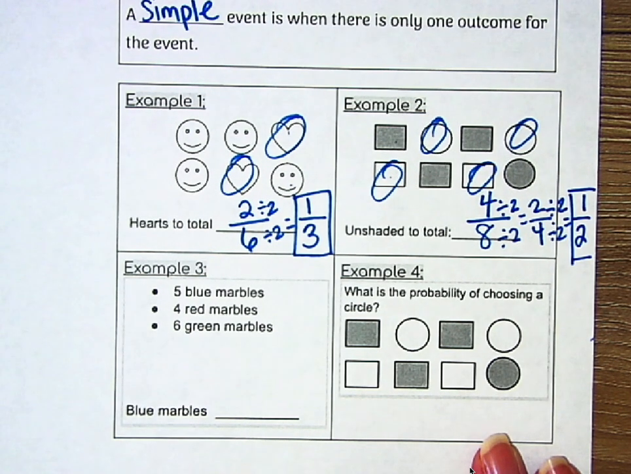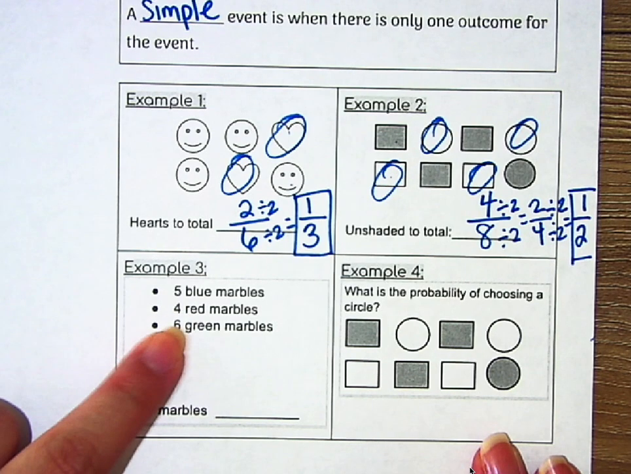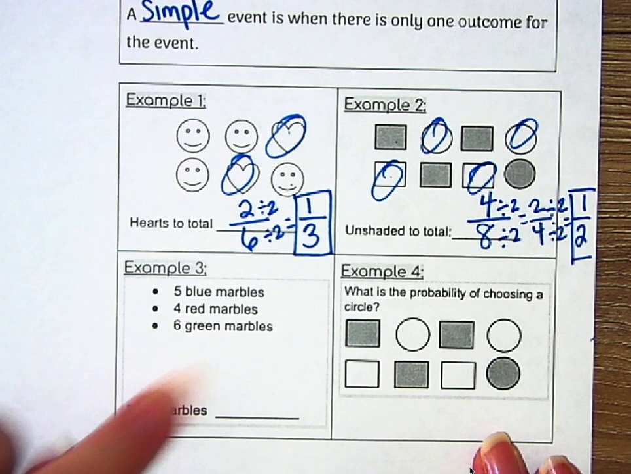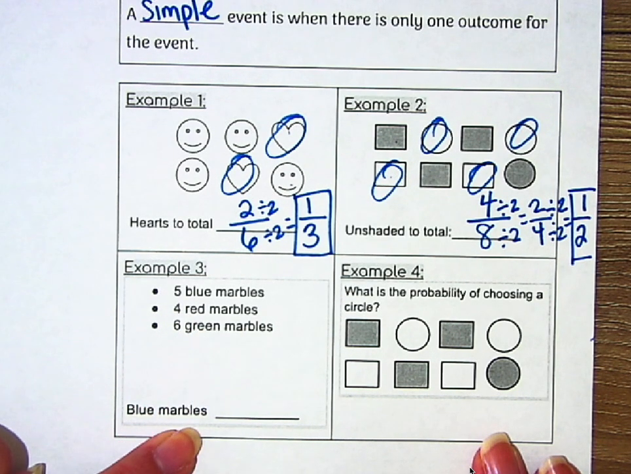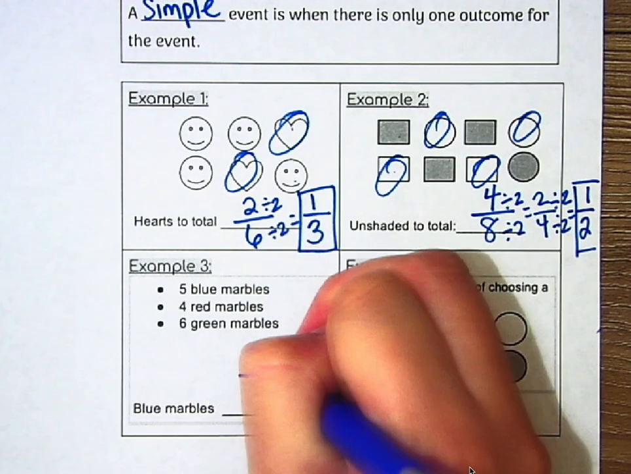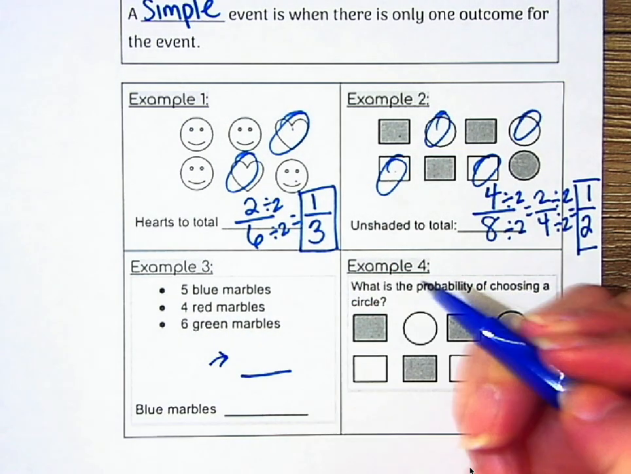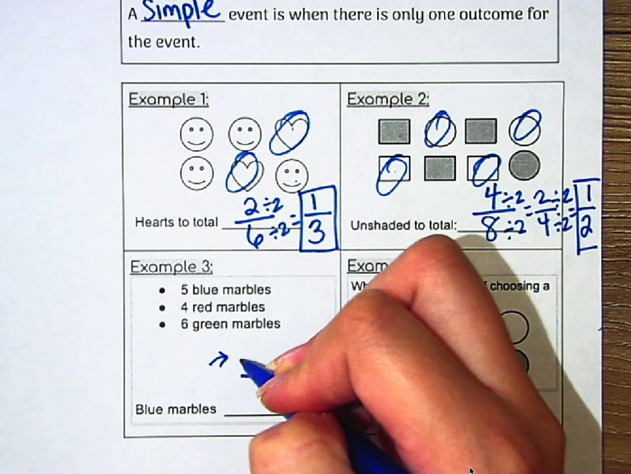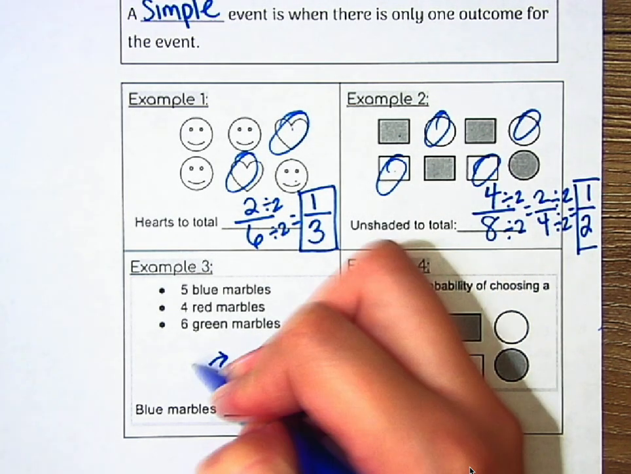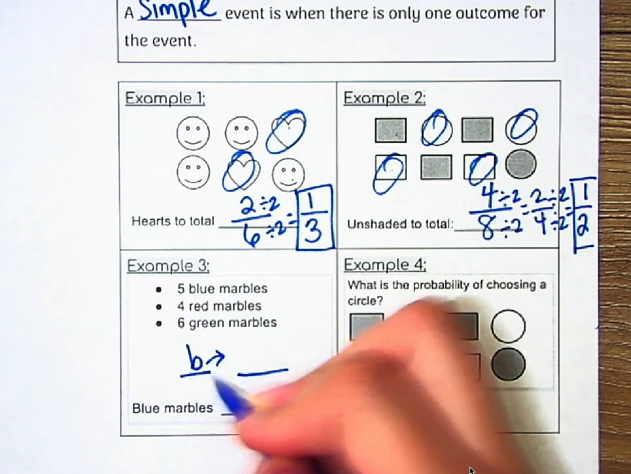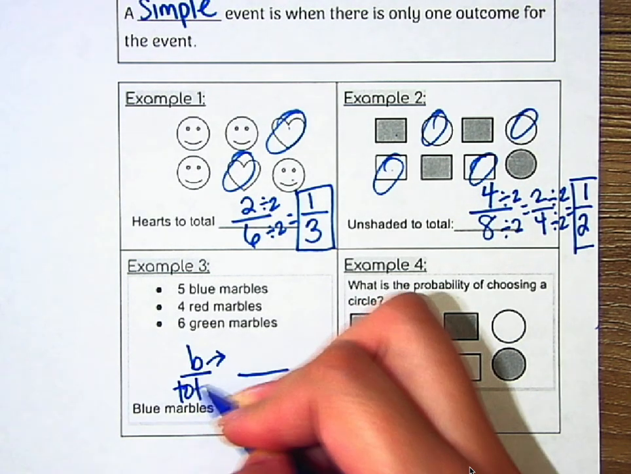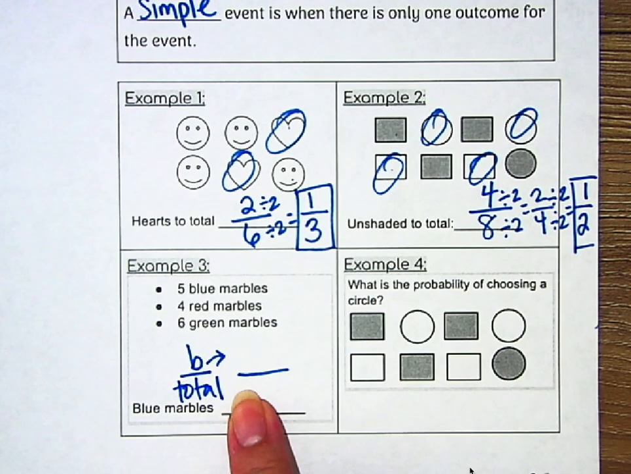So now they're just giving us numbers here. It says 5 blue marbles, 4 red marbles, and 6 green marbles. It's asking how many blue marbles. So again, we're gonna have to set up this fraction. On top is what it's asking for. It's asking for blue marbles, so I'm gonna put B for top, and on bottom is always going to be your total, okay?